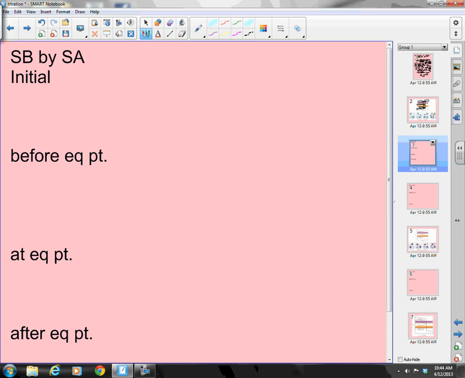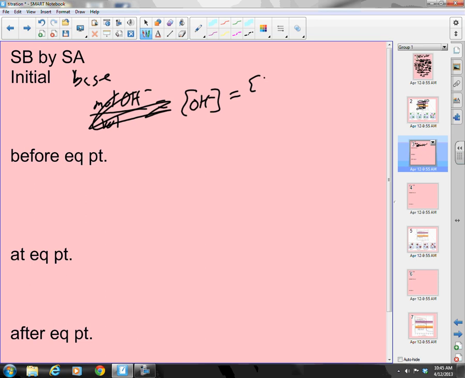Same thing we did. And I'm not going to redo the numbers, but it's just the opposite of what we did. What do we start with initially? Well, I only have base. And so what do I want? I want to get moles of hydroxide over volume of hydroxide, and that'll give me my concentration of hydroxide, right? And most of the time, it's going to equal the concentration of my strong base.